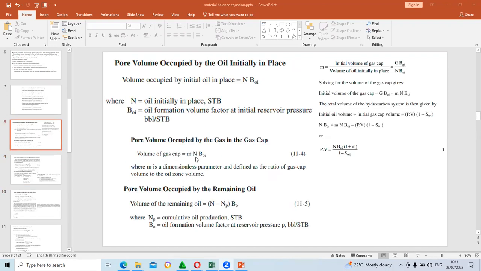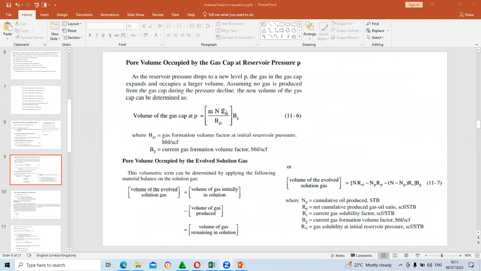Remember that this is our volume initially in place, M N B_oi. So we take that volume initially in place divided by the initial formation volume factor of gas multiplied by the final formation volume factor of gas.